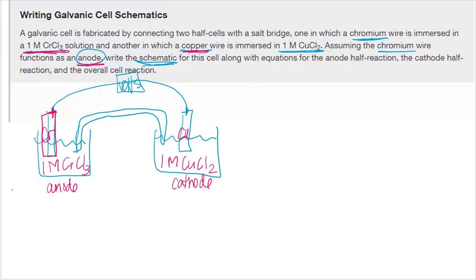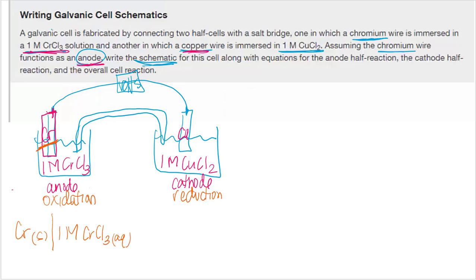Okay, remember our anode is oxidation. Cathode is reduction. All right, so let's write down what we know. We start with our anode, and we start with our chromium in solid form. And at the interface, we have chromium going to our 1 molar of chromium 3 chloride.